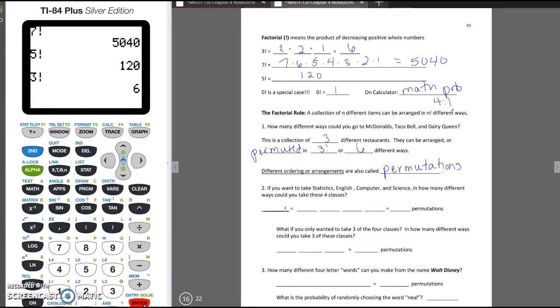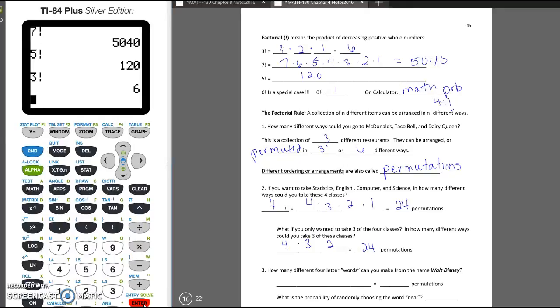So if you want to take statistics, English, computer, and science, how many different ways could you take these 4 classes? Well, that would be 4 factorial. So we'd have 4 times 3 times 2 times 1, which would give us 24 permutations. Now, what if you only wanted to take 3 of the 4 different classes? How could you take 3 of those classes? Well, we'd start off, you'd have 4 choices for the first class, 3 choices for the second class, and 2 choices for the last class. So 4 times 3 times 2, again, would be 24.